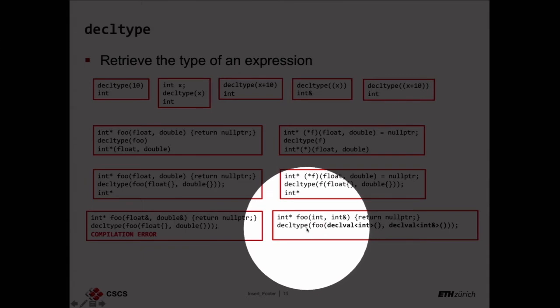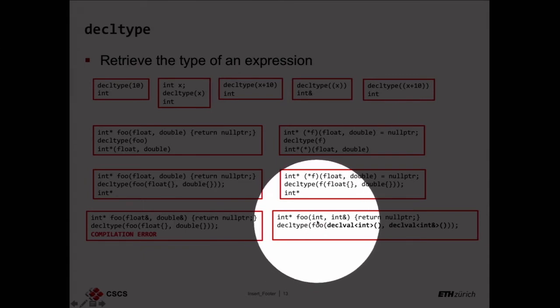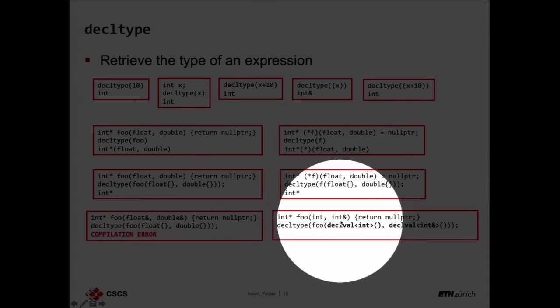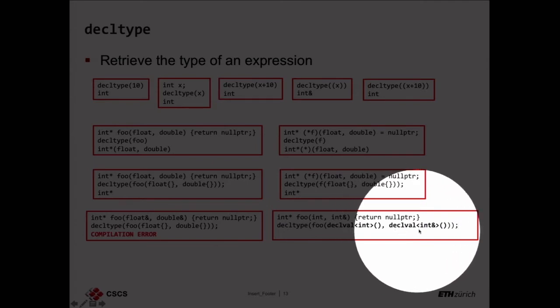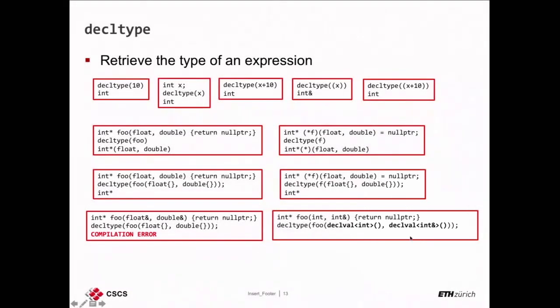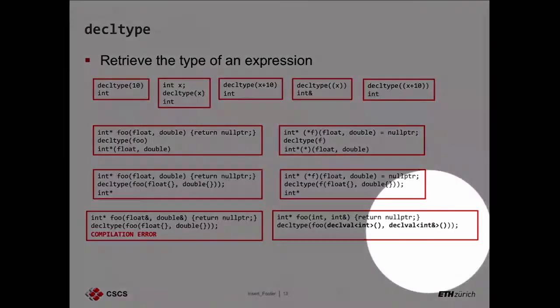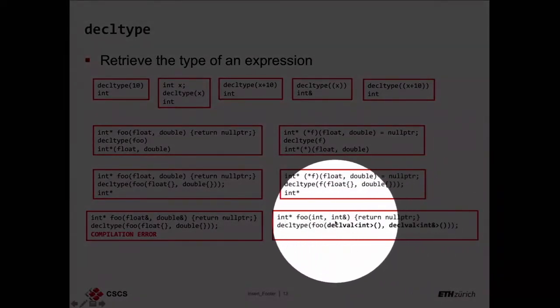I don't know why I did that. I have a function foo that takes an integer and an int ref. Now I can create an int ref. Basically, this is just a function. It doesn't exist. Declval is just a function declaration. It doesn't have any body. It doesn't do anything. It's just a function that returns an int ref. And it will pass the int ref as a type to this thing.